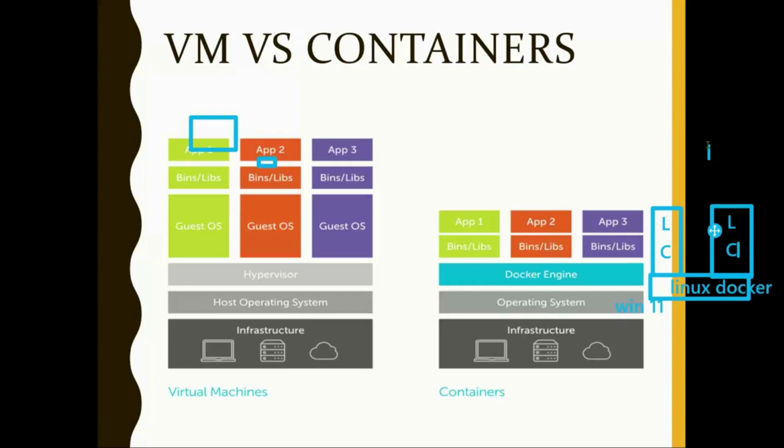So if on my Windows I want Linux containers, I'll have a Linux VM. On that I'll install Docker. Then this Linux VM becomes a host for these containers. Now this is the Docker host. Docker host means the system where Docker is running. They'll share this kernel, and they'll share this kernel. So that way you can run.